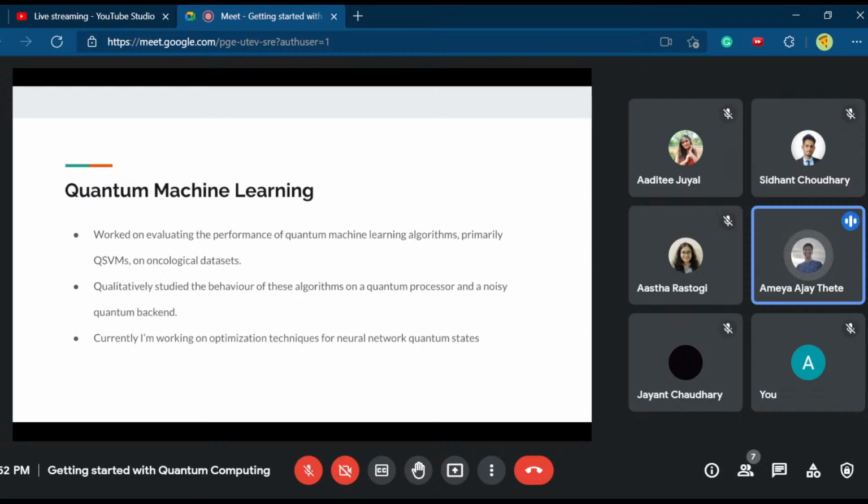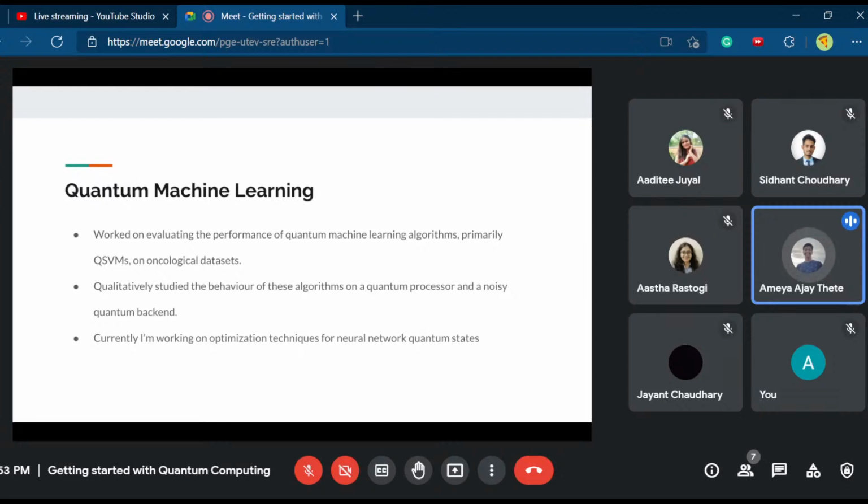Then we try to see if it can also predict how the system evolves with time, because the evolution of quantum systems follows certain rules given by the Schrodinger equation. We want to see if our network is able to learn those rules as well. So that's what I'm working on right now.